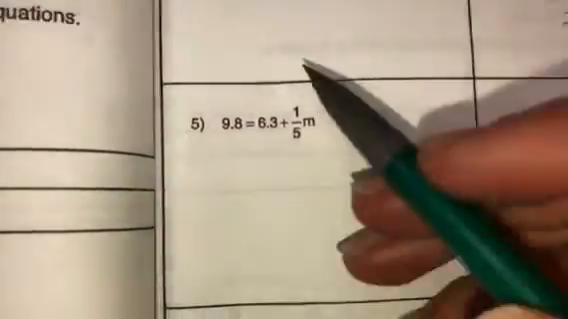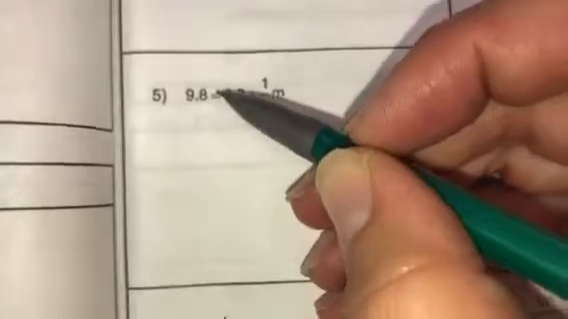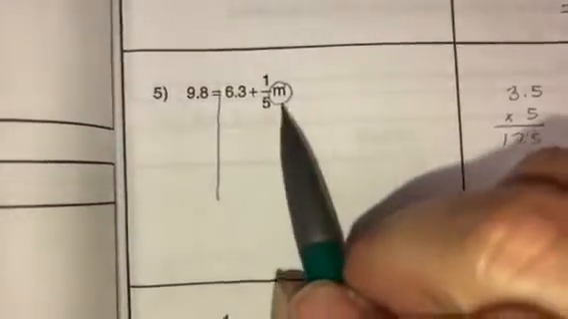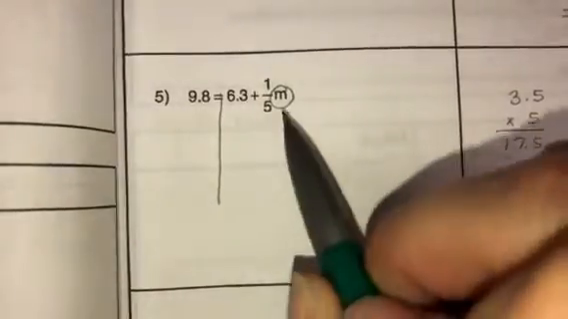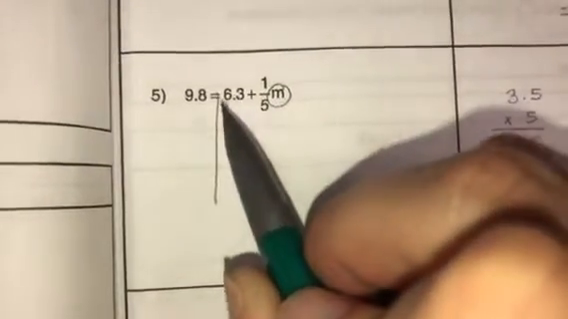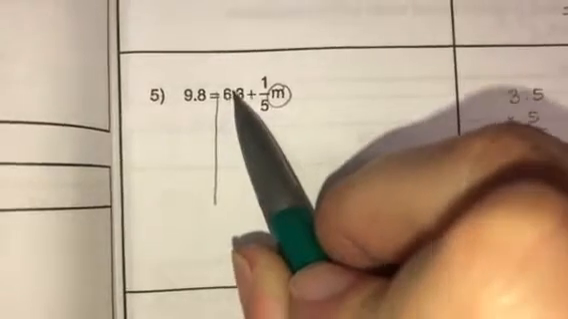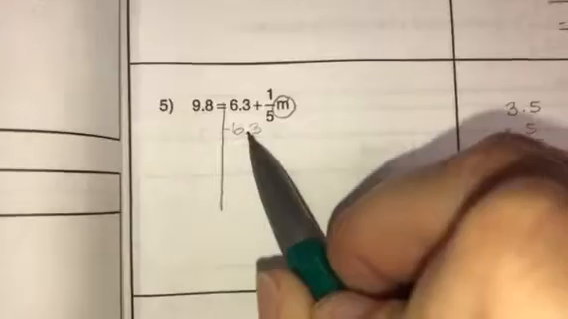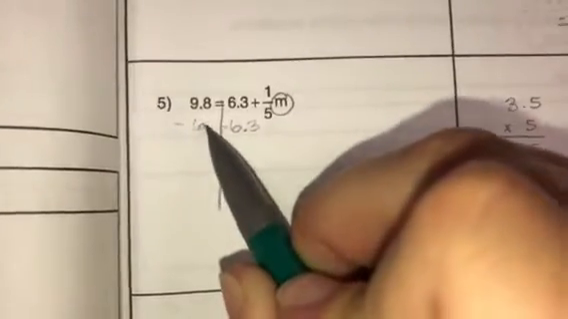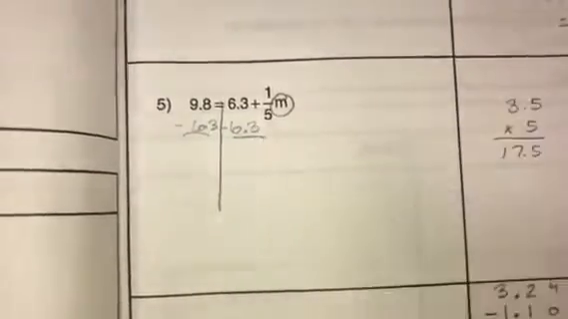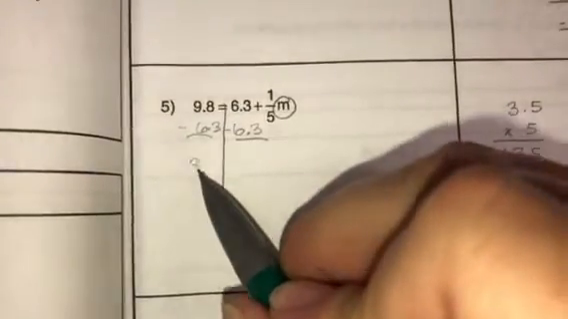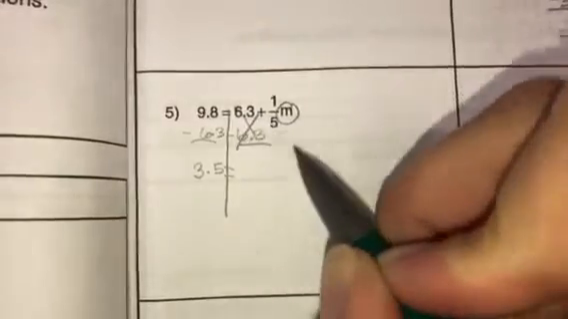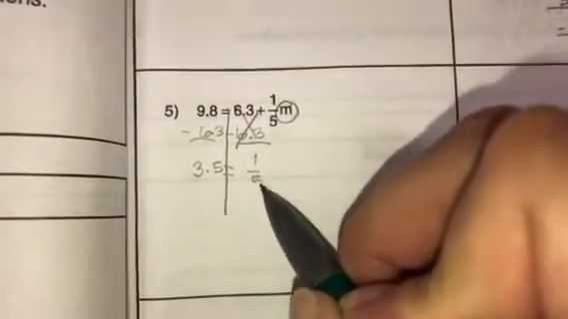So number 5, I see the variable on the other side. So I'm going to draw the line, circle where I see the variable, because remember, that's the side that I now need to get rid of everything on. Farthest away from the m is going to be this 6.3. And so that's a positive 6.3, so I subtract 6.3 in order to get rid of it. Whatever I do to one side, I have to copy on the other, remembering to line up your decimals there. And so we get positive 3.5 is equal to, these cancel out, 1/5 m.